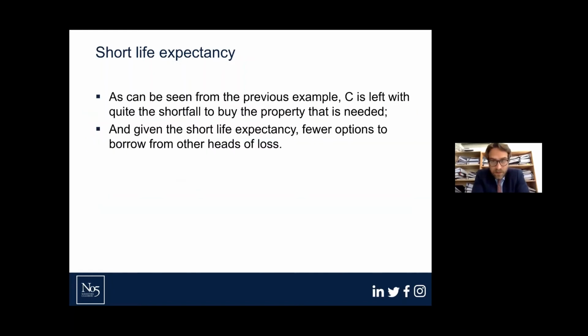Now, again, it's pretty self-evident that that formula and that particular set of circumstances produces a pretty significant shortfall. And it perhaps need not be said why it's particularly problematic in the case of short life expectancy: because there are typically fewer other heads of loss from which to take the money to make up that shortfall.